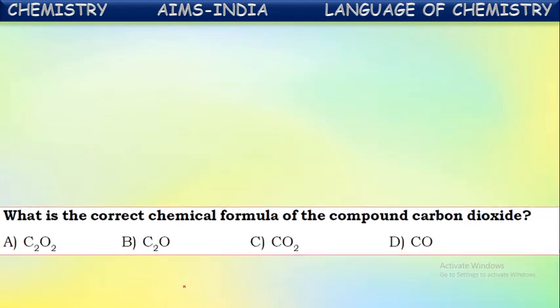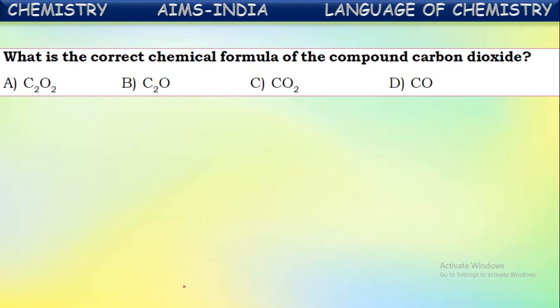Okay, next. What is the correct chemical formula of the compound carbon dioxide? If you observe, the first non-metal is carbon, and the second one is ox, which represents oxygen, and both are non-metals as it is an oxide. And next, dioxide, which represents two atoms of oxygen. So it is O2. CO2 is the chemical formula of the compound carbon dioxide. Okay, CO2. Where is it? Here.